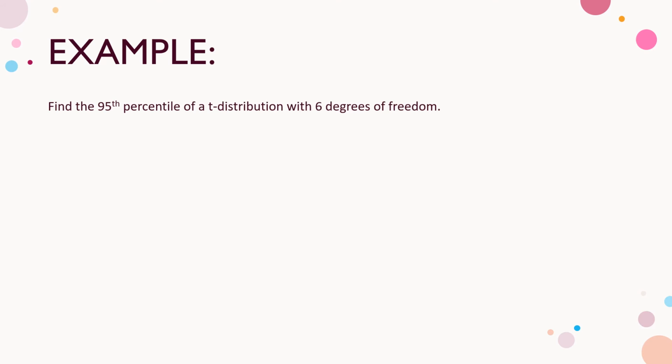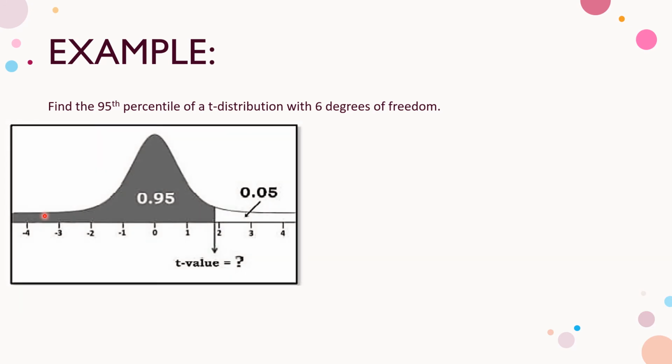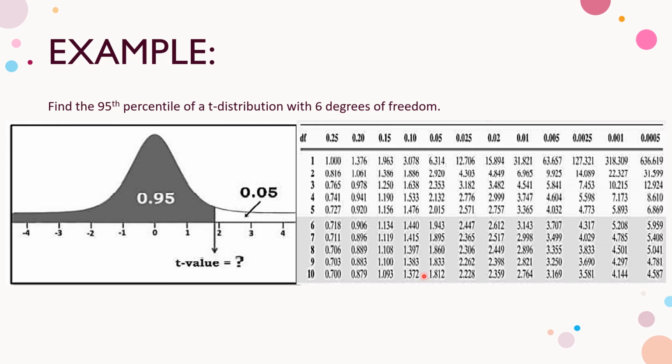Find the 95th percentile of a t-distribution with 6 degrees of freedom. To illustrate this one, we have this picture. The area to the left of that value is 0.95, and the area to the right is 0.05. If we are using a right-tailed table, then we focus on the area to the right, which is 0.05. So the area is 0.05, and the degrees of freedom is 6.